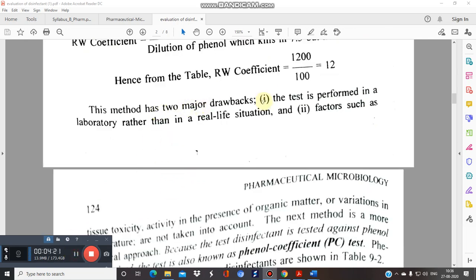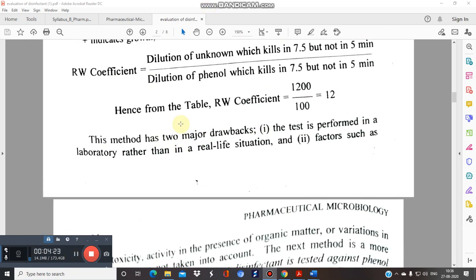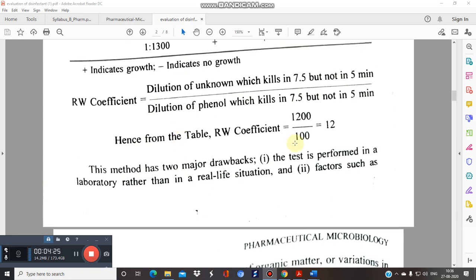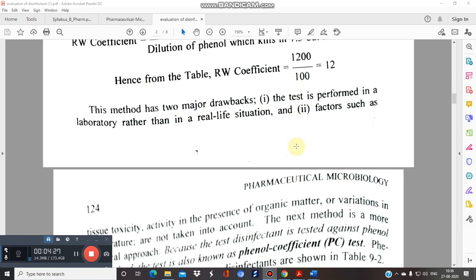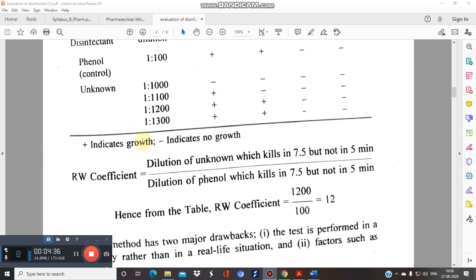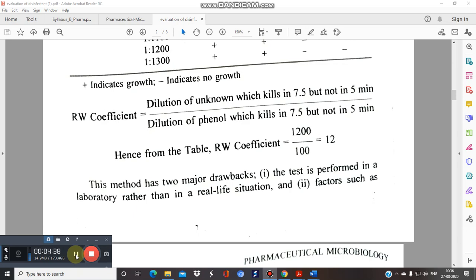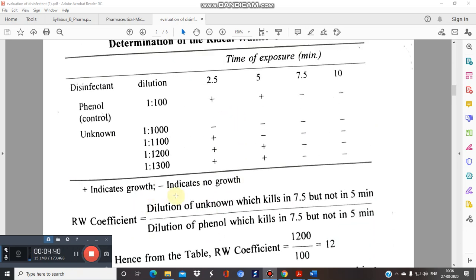So yes, there are some drawbacks of this test, that is the Riedel-Walker test for the determination of the disinfectants, of the liquid disinfectant most probably. That test is performed in the laboratory condition rather than the real life situation, because we have to create each and every environment. And what are the temperature conditions? We have covered it. We require different temperature conditions and different time conditions.